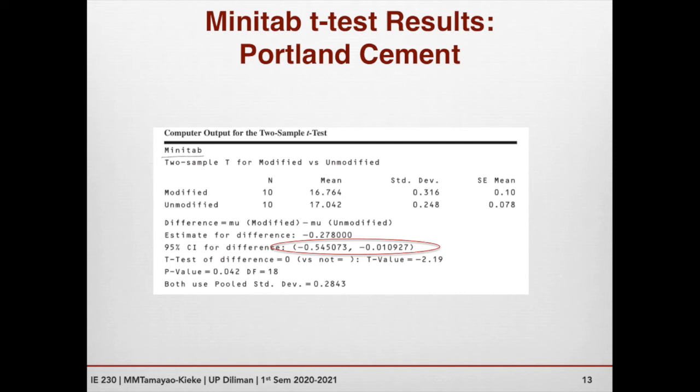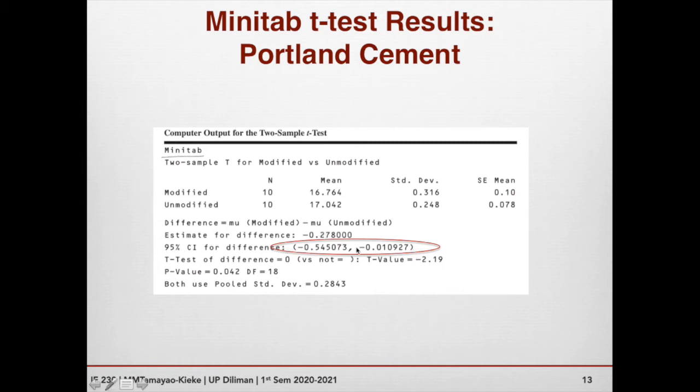Recall that our H naught is that mu1 is equal to mu2. In other words, the difference between mu1 and mu2 is equal to 0, or mu1 minus mu2 is equal to 0. So, is 0 included in this interval? Obviously not. Therefore, we reject the null hypothesis.